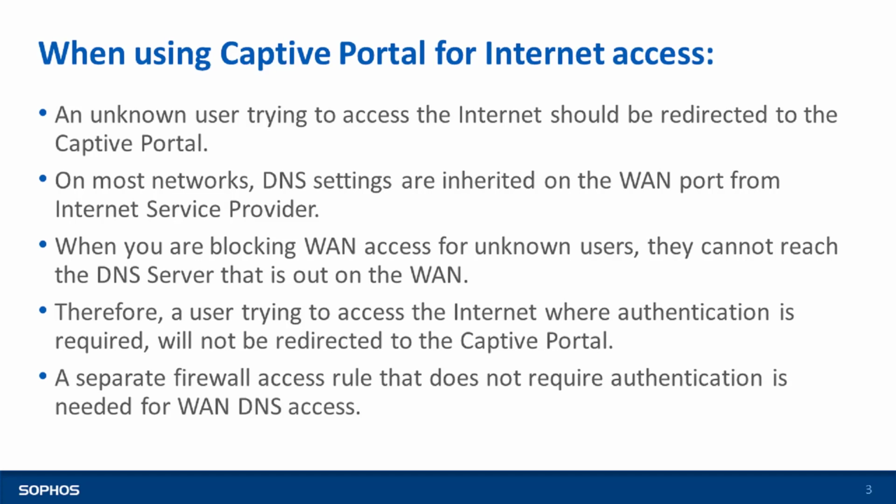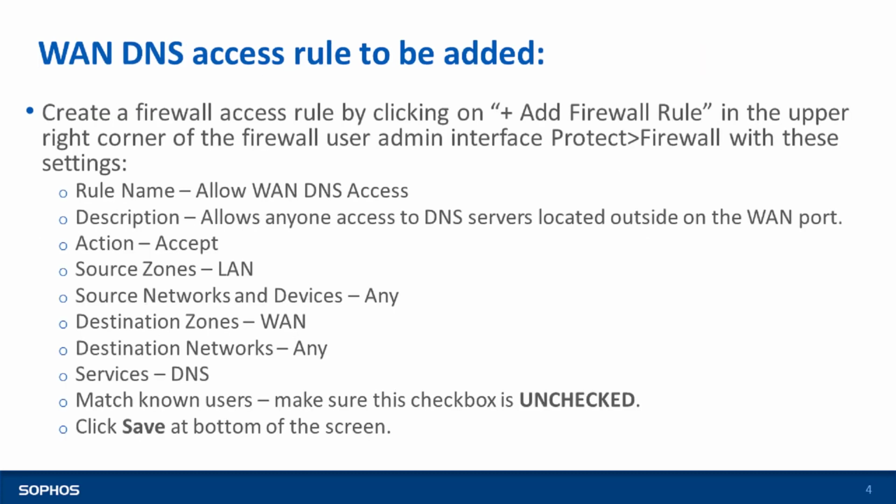Therefore, a user trying to access the internet where authentication is required will not be redirected to the Captive Portal. You need to create a separate firewall access rule that does not require authentication so those users can hit the DNS servers. The WAN DNS access rule that needs to be added can be created by clicking on the Add Firewall rule in the upper right corner of the Firewall User Administration interface under the Protect Firewall section. The settings for the rule are listed below.